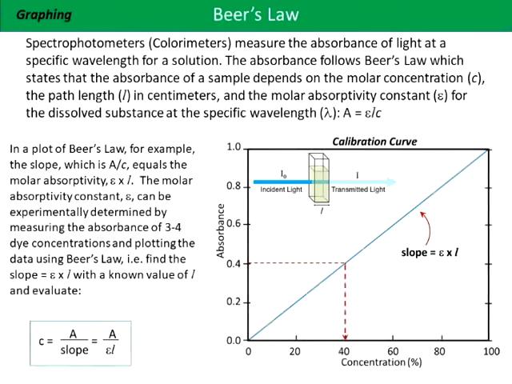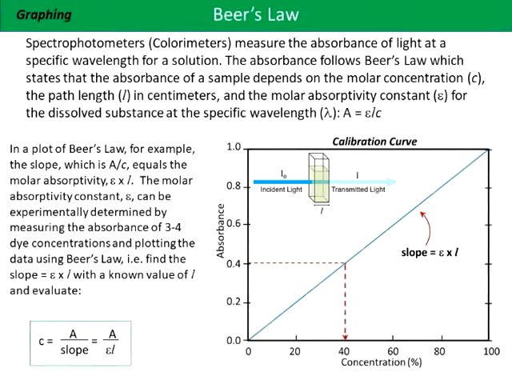If this is being done in Excel, Excel will give you the equation of a line. You will look at the slope in front of the x value, and that slope will be equal to epsilon times length. And since the path length will always be known because of the standard for each instrument, you can evaluate epsilon or any other unknown variable.